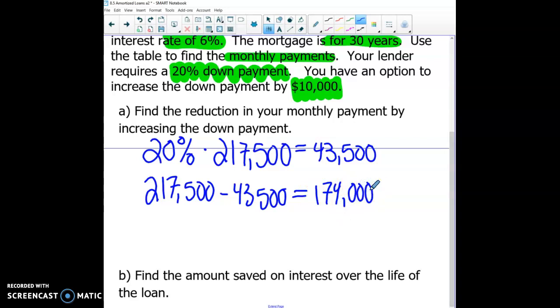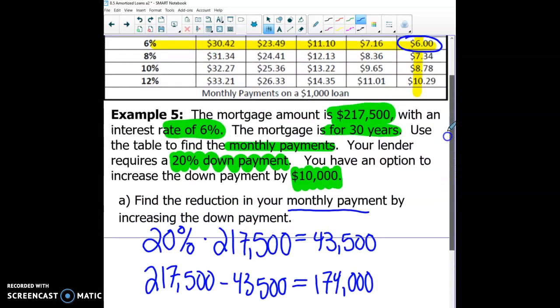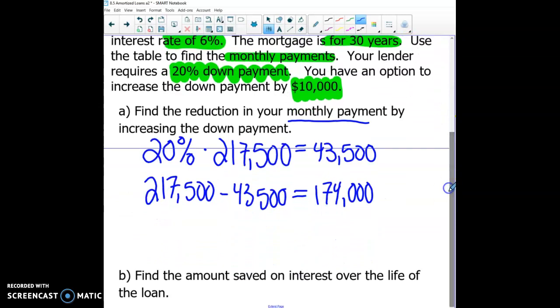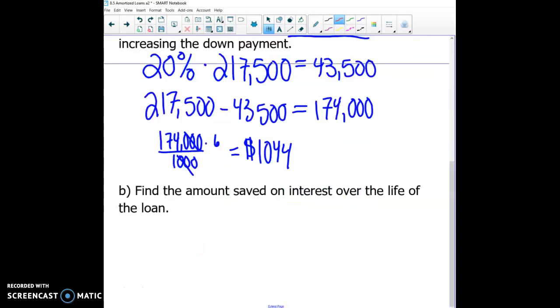Okay, so here's the thing. I need to figure out the reduction in my monthly payment. So my monthly payment up above, it was $6 for 1,000, but I have 174,000. So if I go like this, 174,000, I am using $6, but that's over 1,000. So in reality, I just need to go 6 times 174, and when we do that, we're going to get a monthly payment of 1,044. So I didn't give myself enough space on this. So this is if I have 20% down.